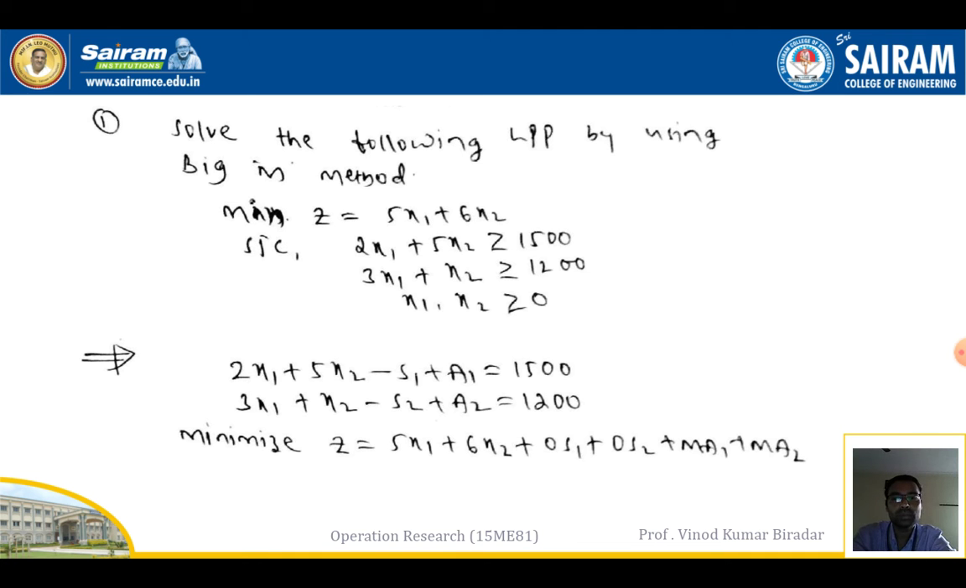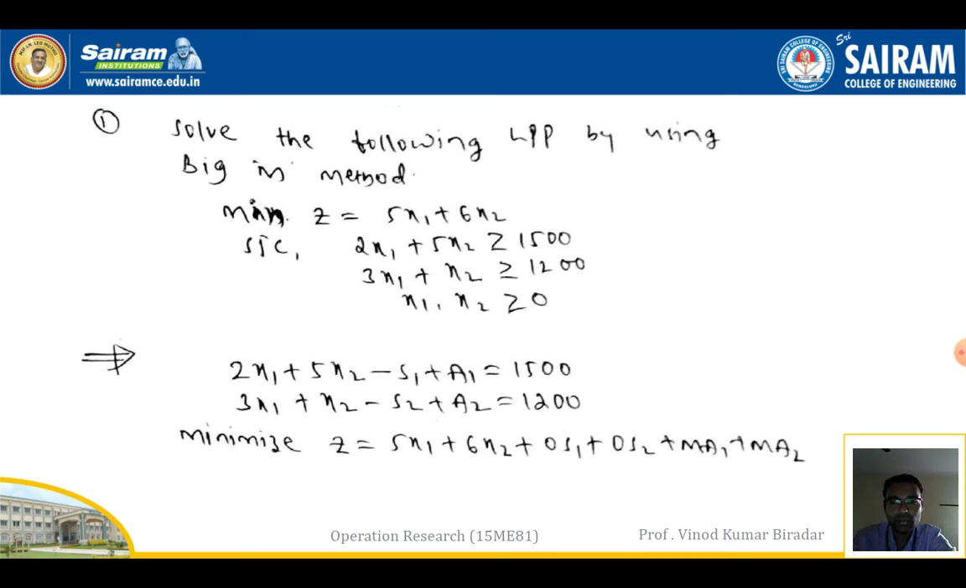Okay, so the first step is to observe which problem is given, whether it belongs to minimization or maximization, and the right hand side values should all be positive. So here Z is minimization and the right hand sides are all positive, and along with that we have to check the sign also, very important. Here the sign is greater than or equal to. For the greater than or equal to sign, you subtract the surplus variable s1. The surplus variable is denoted by s. Along with that you have to add the artificial variables in the big M method.